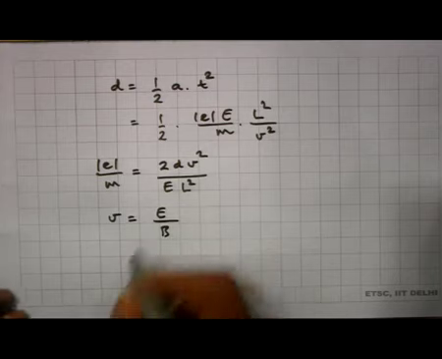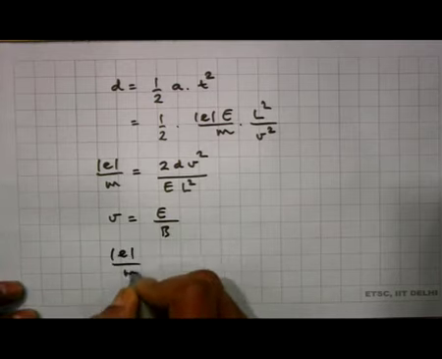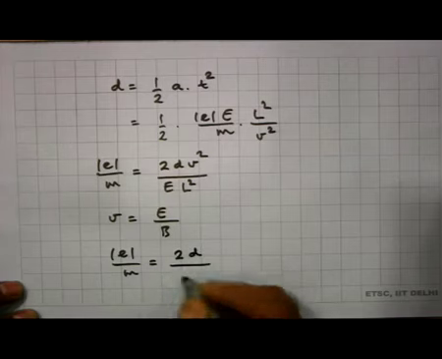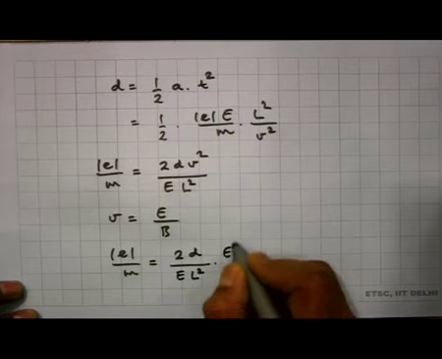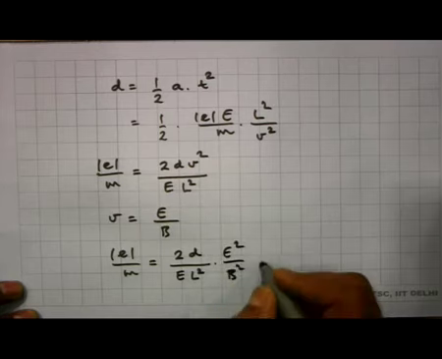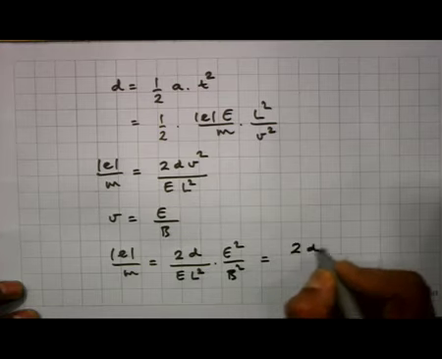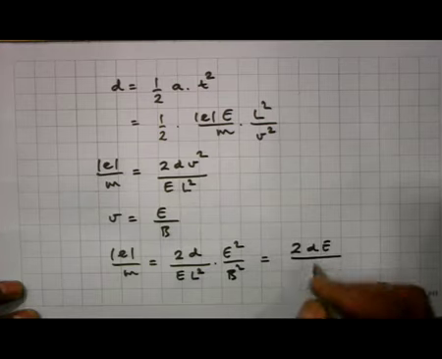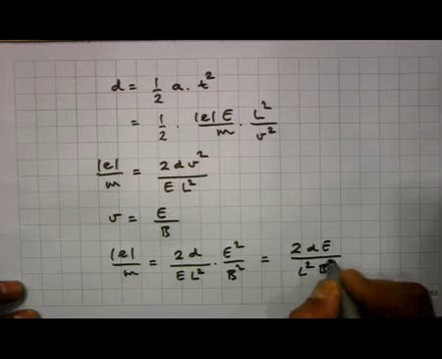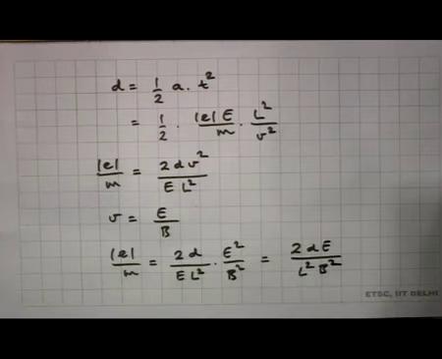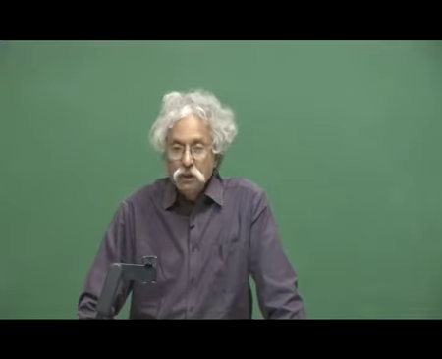So I can substitute this v into this equation, and I get mod e by m is equal to 2 d by E L square into E square by B square, which is equal to 2 d times E by L square times B square. Note here that by knowing these quantities on the right hand side, the displacement d of the particle, the applied electric field, the applied magnetic field, and the length over which the particles are propagating, we can calculate e by m. And this is what Thomson did.